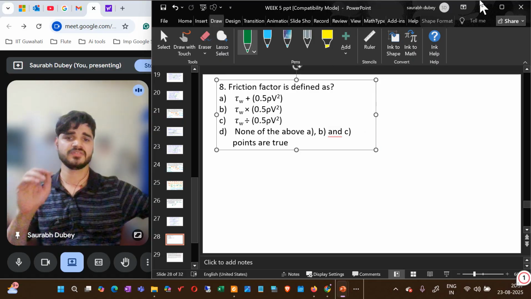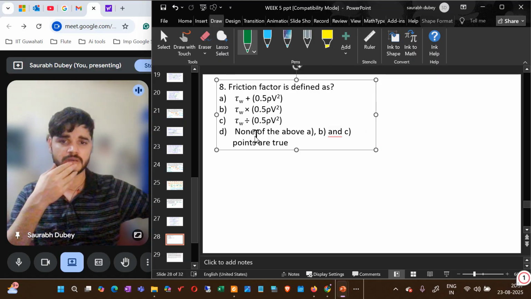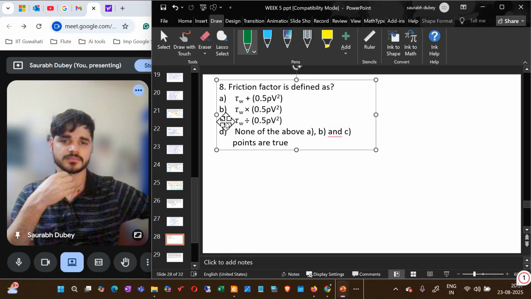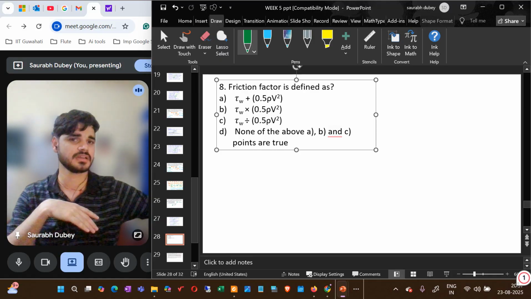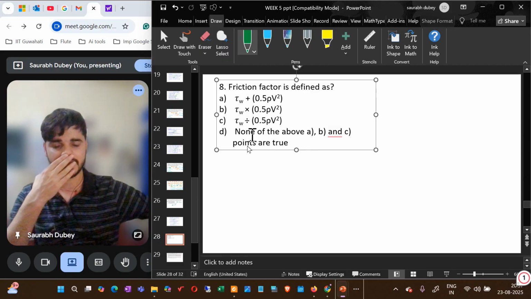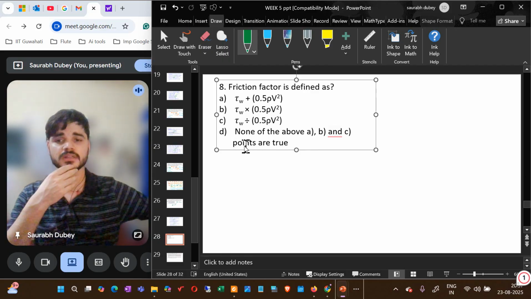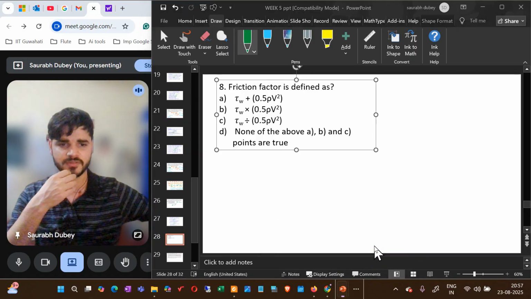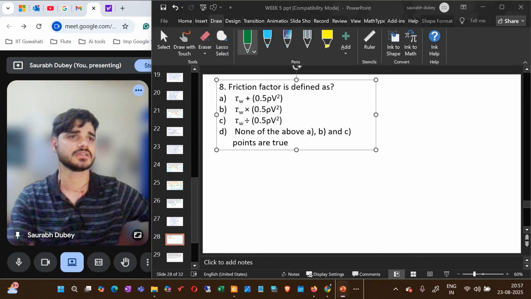And next is this one, the friction factor question. Friction factor is defined as what? Tau W divided by half rho V square. So this is the general expression of the friction factor. And about this we have already talked in, I think, week 1, right? So week 1 we have already talked about this. I think week 1 slide I was having. So let me just put that discussion into the picture, right?